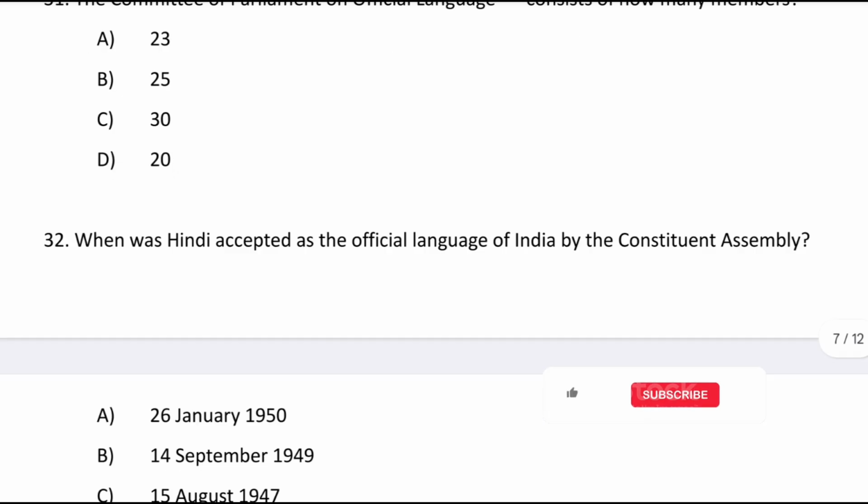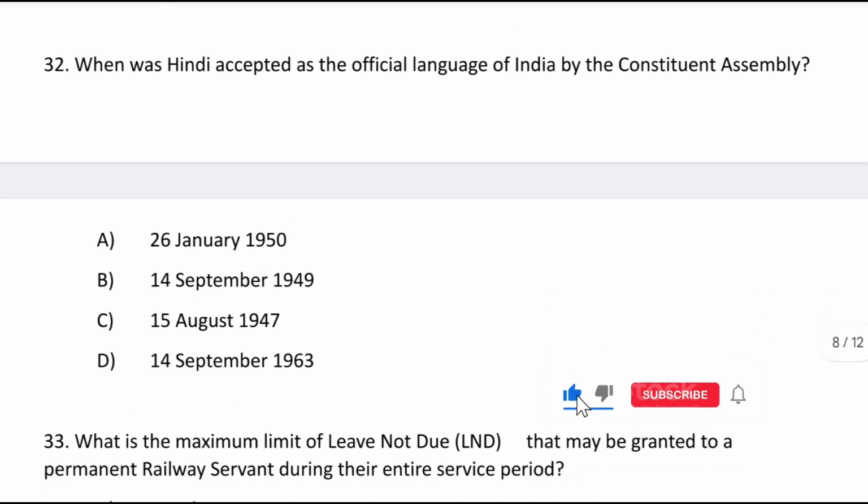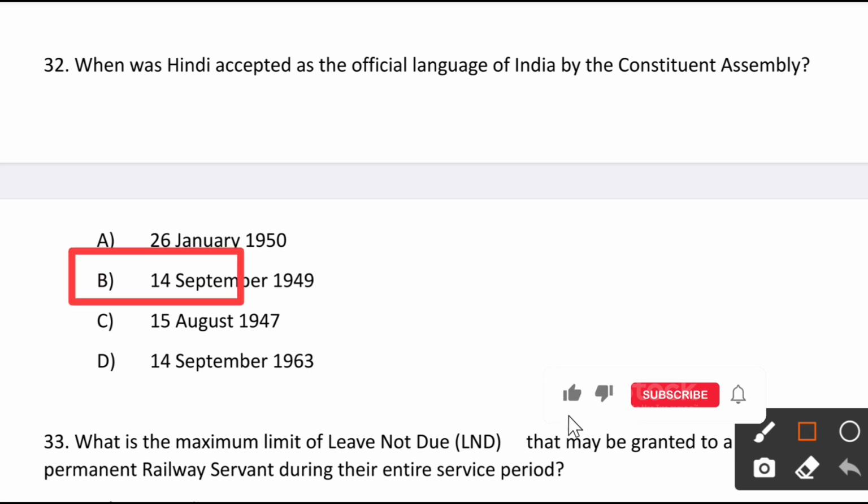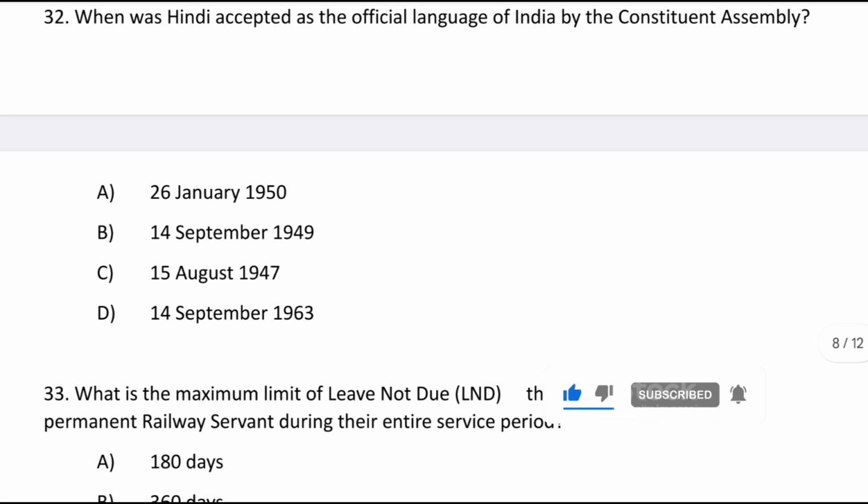30. When was Hindi accepted as the official language of India by the Constituent Assembly? A. 26 January 1950. B. The 14th of September 1949. C. The 15th of August 1947. D. The 14th of September 1963. In this question, the correct answer is B. The 14th of September 1949.